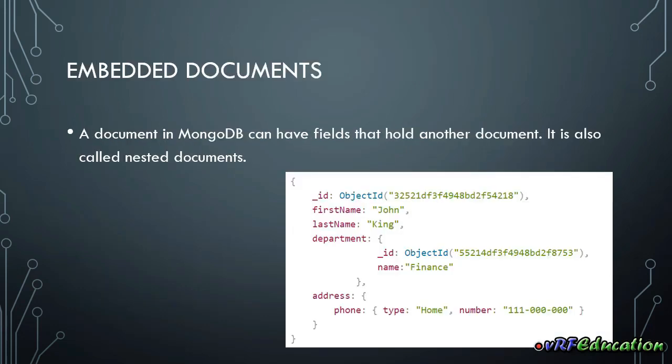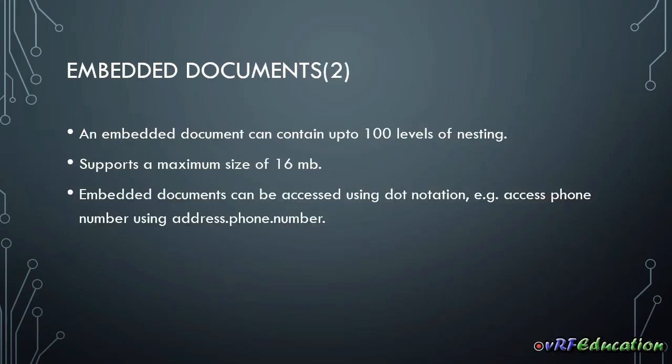The next type of document is embedded or nested document. A document in MongoDB can have fields that hold another document. The following is an embedded document where the department and the address fields contain another document. Okay, department is just another document, and also address is another document, and the phone inside the address is just another document.